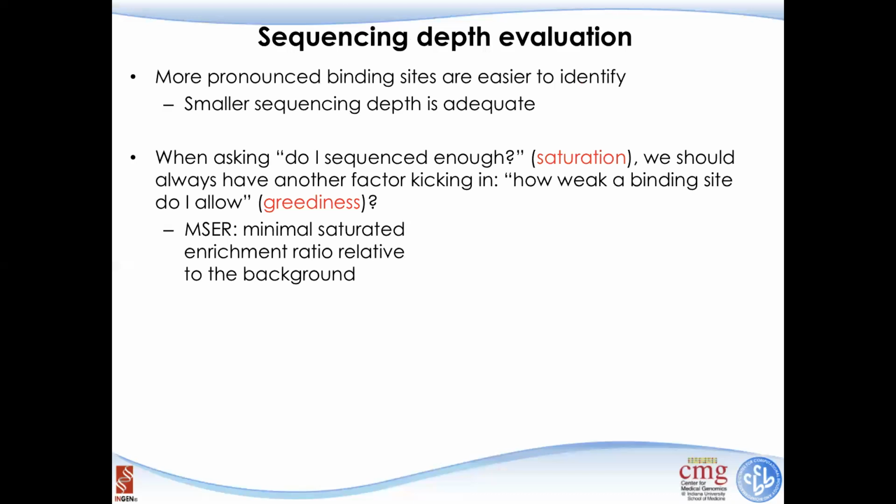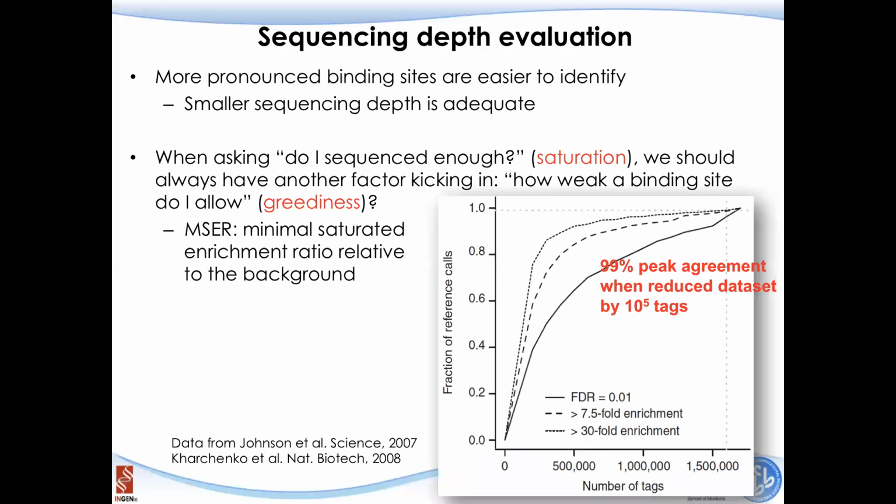And when you ask, do I sequence enough, like a saturation question, we should always ask another question: how weak a binding do I allow? It's very weak. So you have to think about it, it's a balance. Mostly in mode one, we need something we call the minimum saturated enrichment ratio relative to the background to understand how much you have.